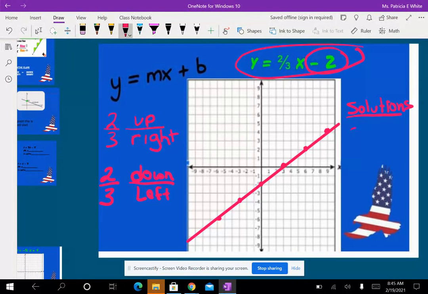So I could say 2 is equal to 2/3 times 6 minus 2. I took out the y and the x. If this is true, then I'm doing good. 2 times 6 is 12, divided by 3 is 4. So 2 equals 4 minus 2. Yep, that's true. That's how you know if this is a solution.